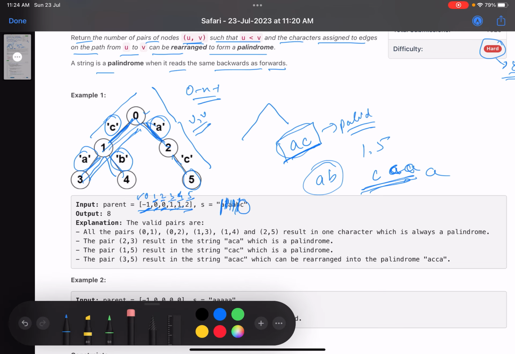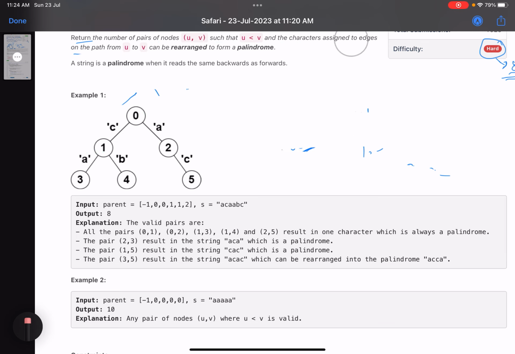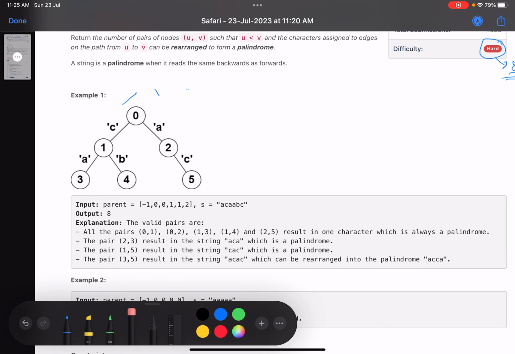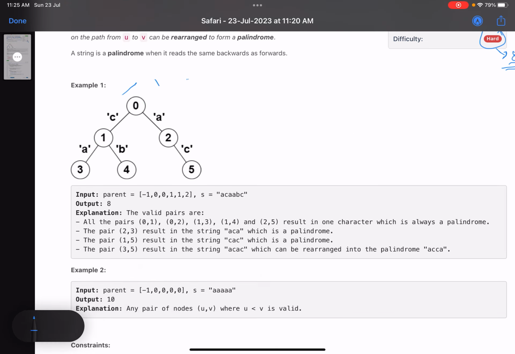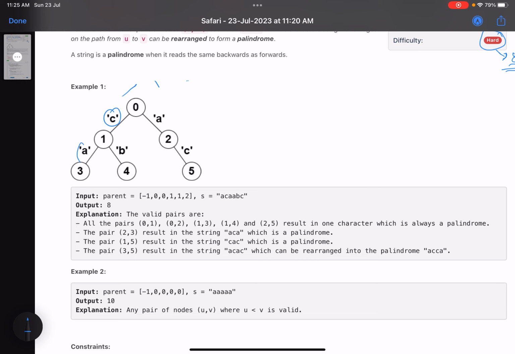And we have to find all the pairs. This is what the problem is asking us to do. Now let's see the constraints, right? By the way, for this example, all the single edges will be palindromes, right? A single character is always a palindrome. So yes, these are the 5 pairs. And what are the other pairs? Just see, 2, 3. A, C, A. Yes, a palindrome.